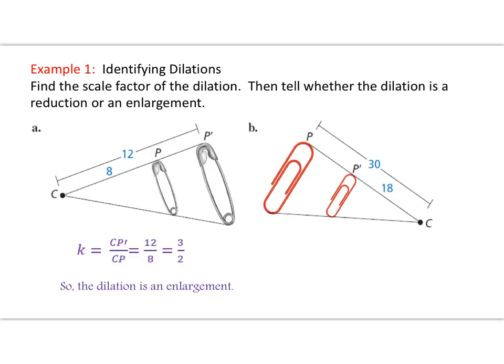Take a look at example B. It definitely looks like it's smaller, so here's our pre-image without the prime symbol and then the prime symbol. So we're going to divide the distance from C to P prime by C to P. So that's 18 divided by 30, which reduces to 3/5, which is between 0 and 1. Therefore, it is a reduction.